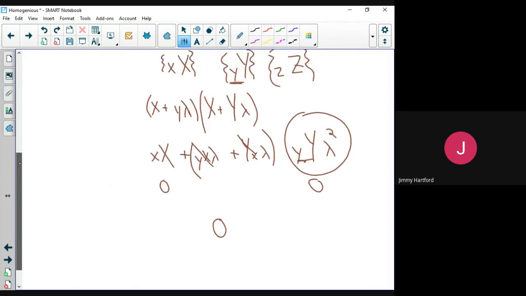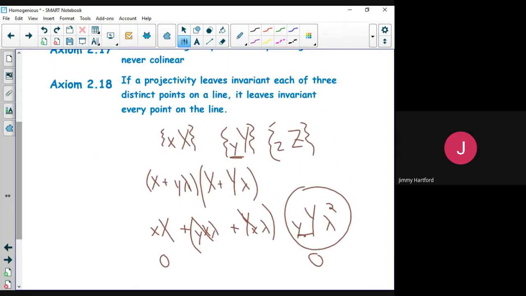So for any point, if we have 3 points that are invariant, then the other 3 points are going to be invariant as well. And we can actually use that to then analytically prove the fundamental theorem as well.